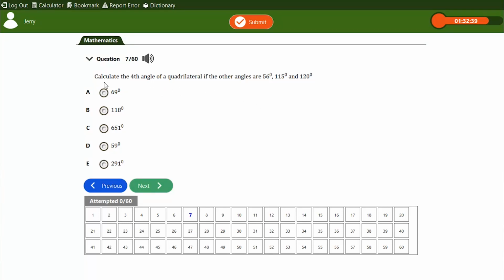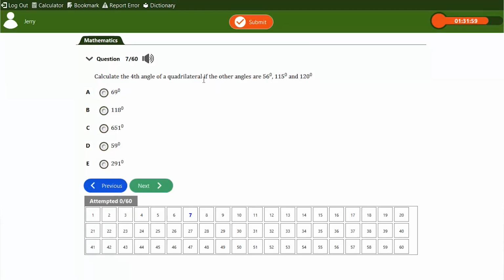They say we should find the fourth angle of a quadrilateral if the other angles are given. Let's look at this because of what I've just said. Remember we said the sum of angles in a quadrilateral is equal to 360. So let's calculate the fourth angle of a quadrilateral.